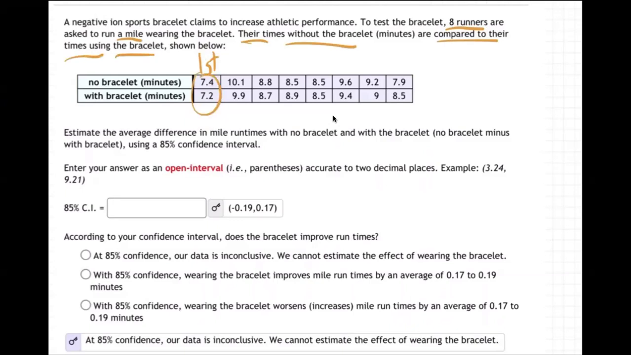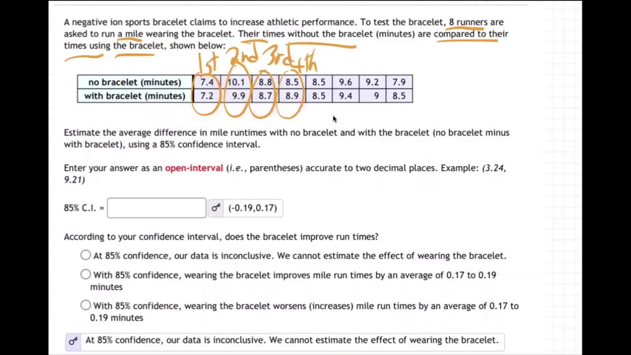They're the first person. He or she ran it with no bracelet and did it in 7.4 minutes. Then he or she ran it with a bracelet and did it in 7.2 minutes. A little faster with the bracelet, seemed like it helped. And here's the second person. They ran the mile in 10.1 minutes with no bracelet, and then 9.9 minutes, a little faster with the bracelet, seemed like it's helping them. And here's the third person. They also did a little better with the bracelet. But then, like the fourth person, notice right here, had a little higher time when they wore the bracelet.